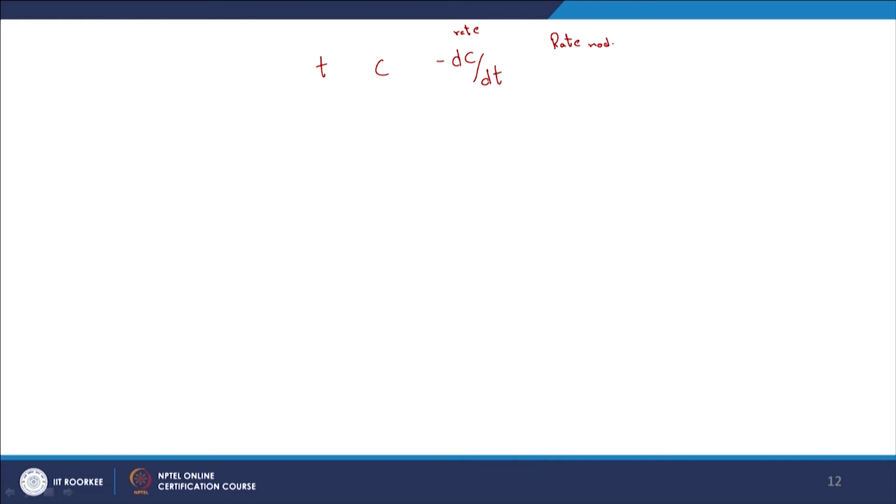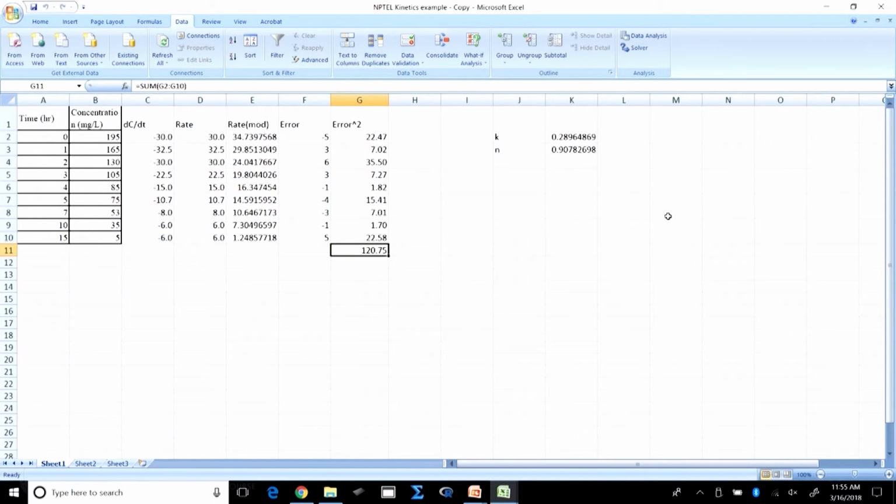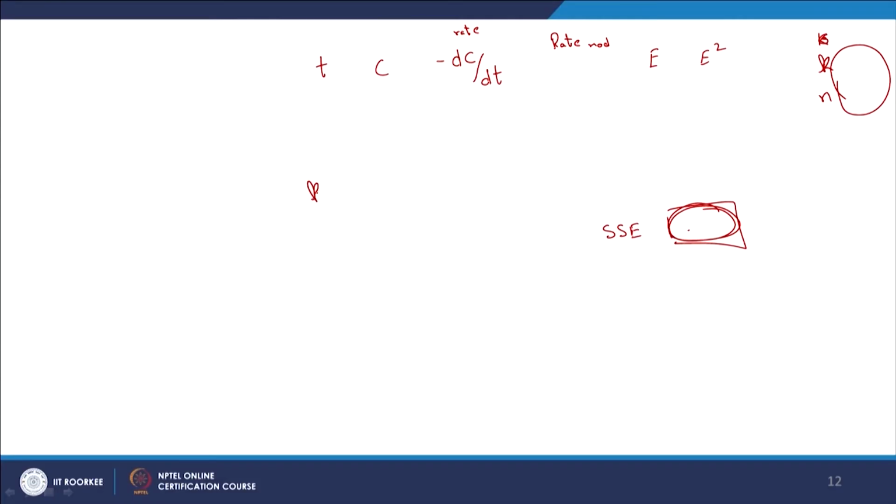And how did we do that? By assuming some value of the rate constant and the fractional order, or order of the reaction. We calculated the error square, and then calculated the sum of these squared errors, and then we asked Excel to change the values of k and n to minimize the sum of squared errors. So from that, what values have we arrived at? k is 0.29 and n is 0.91.